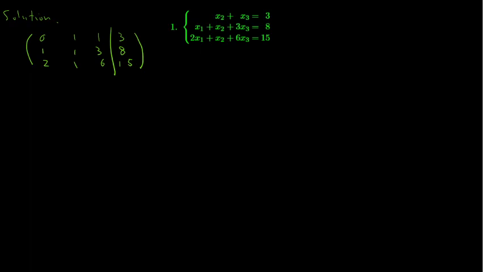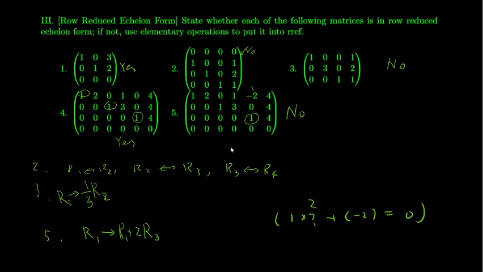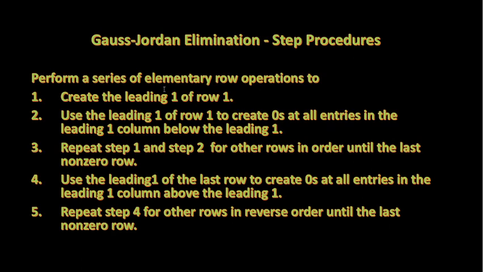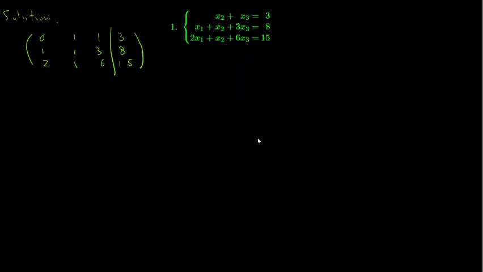And then look at the step procedures. The next thing we do is create a leading one, to make a leading one in row 1. Basically, we want to make this location 1. This location is 0. There are many ways we can do it, but the simplest way, anybody want to tell me how to make this location 1? Interchange row 1 and row 2.